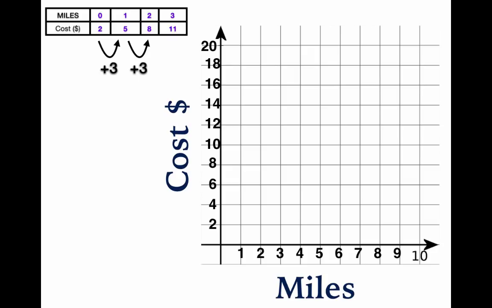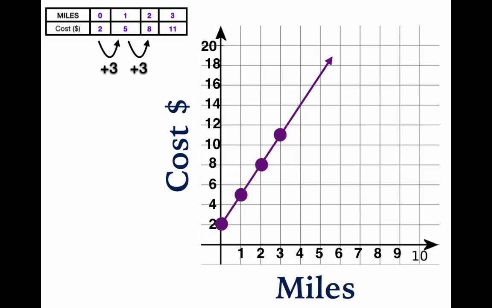Then we're going to plot our points. So the first thing is if you drive 0 miles, you still pay $2. If you drive 1 mile, you pay $5. If you drive 2 miles, $8, and 3 miles, $11. We're going to take those numbers from the table. And sure enough, we got our straight line here. Let's connect it. There it is.